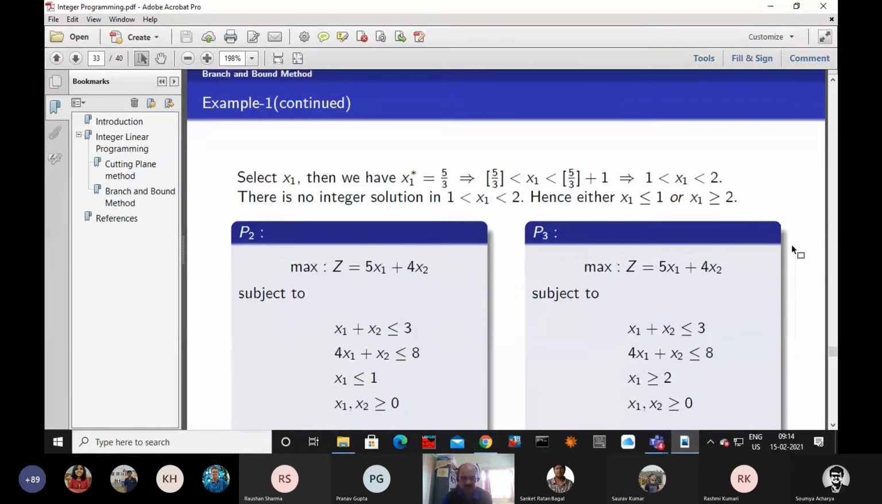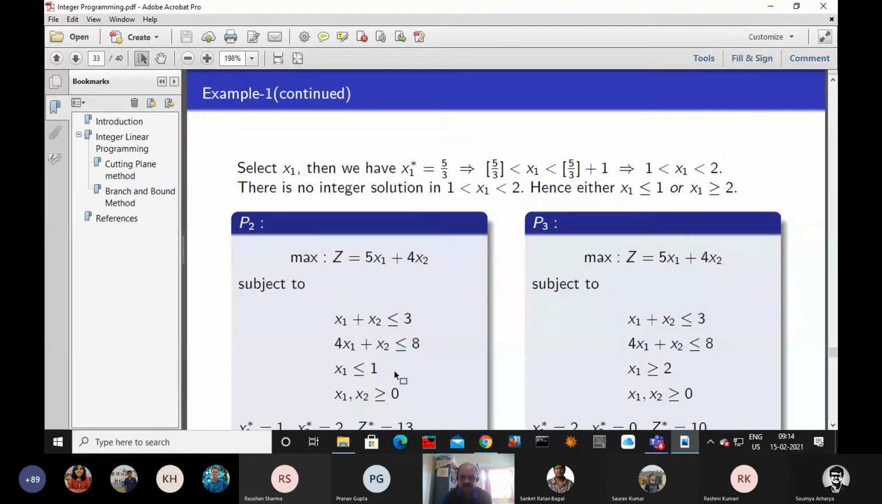The original problem, with one constraint you are adding, X1 less than or equal to 1, that is P2. The original problem, with another constraint you are adding, X1 greater than or equal to 2. Right? The original problem is P1. Now you are adding one more constraint, X1 less than or equal to 1. Then with P1 you are adding another constraint, X1 greater than or equal to 2. So two different problems.